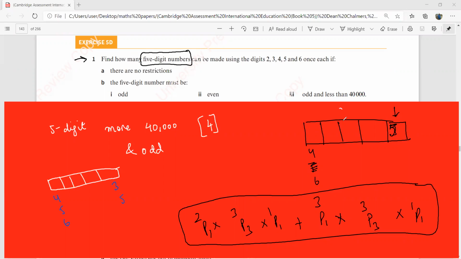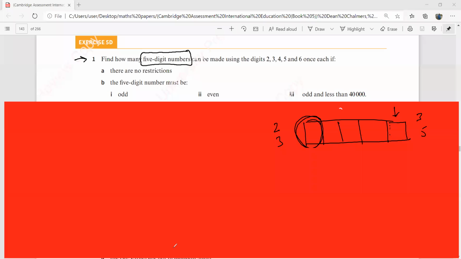Now, if the numbers are less than 40,000, what can be kept here at the 10,000 place? So 2 or 3. I think you should try it now yourself. You can have 2 and 3 over here. You can have 3 and 5 over here. Please try it yourself. Okay, who would like to share her answer?